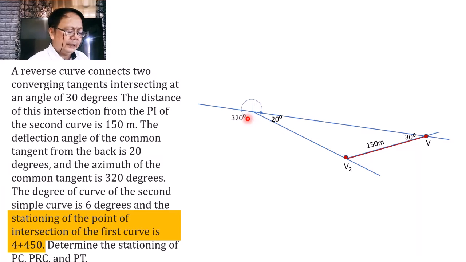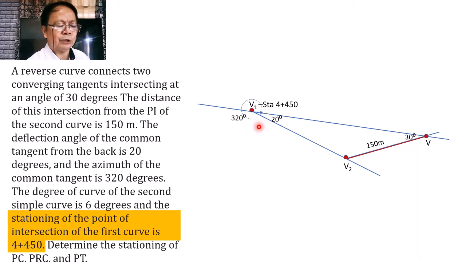We are also given that the stationing of the point of intersection of the first curve is at 4 plus 450. Knowing that this will be our common tangent making an angle of 20 degrees with the back tangent, therefore this position will become our point of intersection of the two tangents of the first curvature. That is actually the intersection of the back tangent as well as the common tangent, and therefore this becomes our B sub 1, having the stationing at 4 plus 450. Okay, from here, therefore, we shall be solving for the stationing of the PC, the PRC, and the PT.